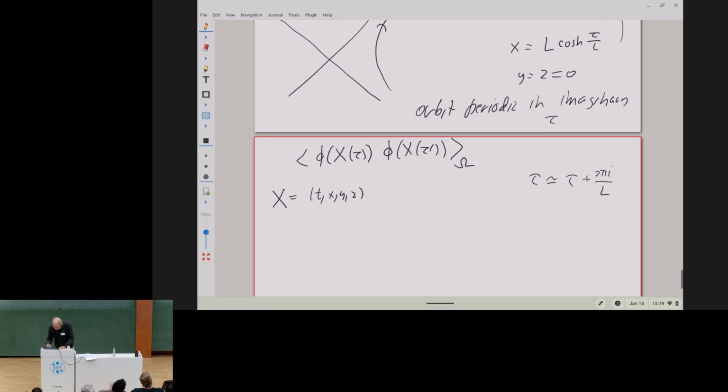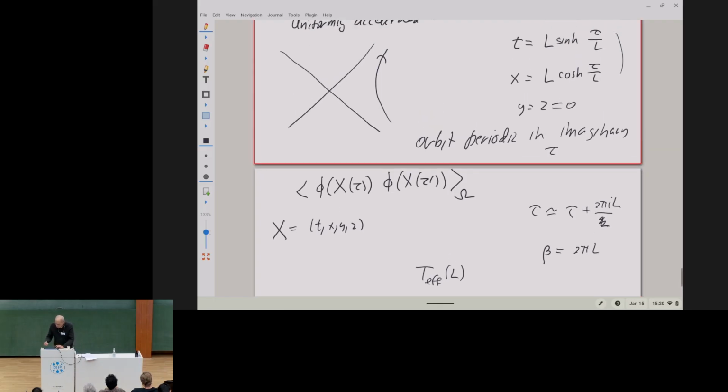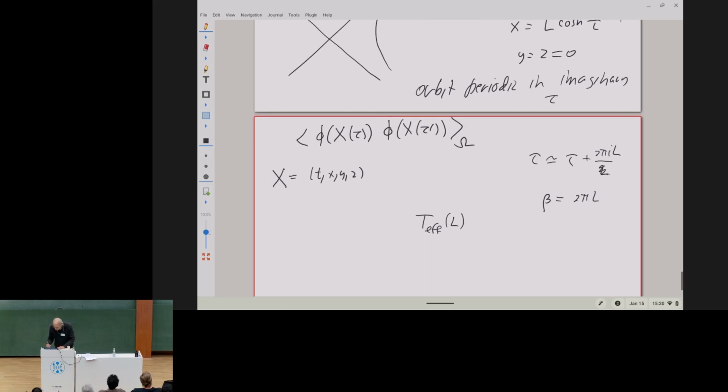And that will correspond, 2 pi i L, not 2 pi i over L. So beta is 2 pi L. And the temperature for this observer who's accelerating in a way determined by this L is 1 over 2 pi L.